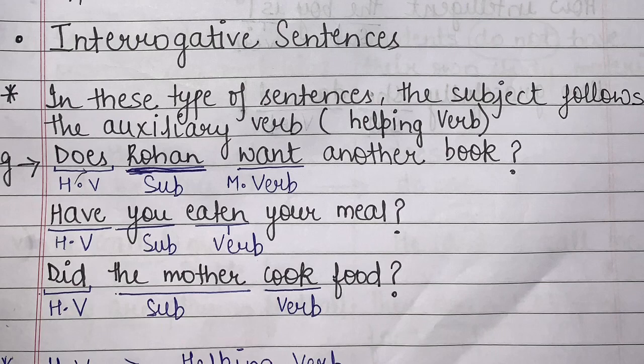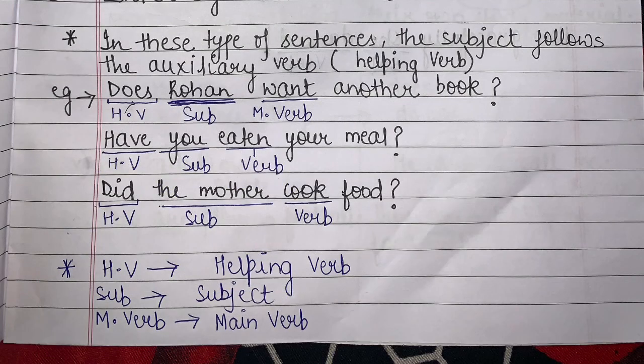This is my subject in the interrogative sentences, right? Is that clear to you all? So now let's see another example. Have you eaten your meal? Question mark. Again, what do I have to see? I have to see whether the subject follows the auxiliary verb or not.